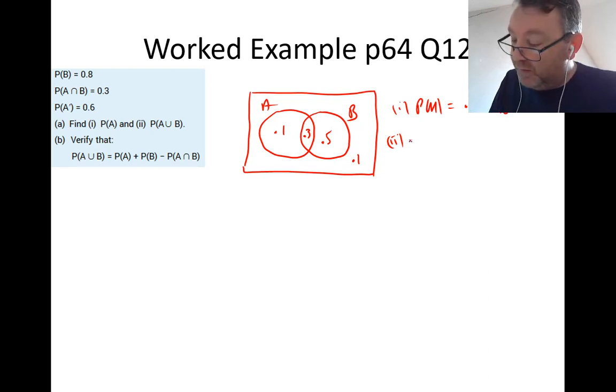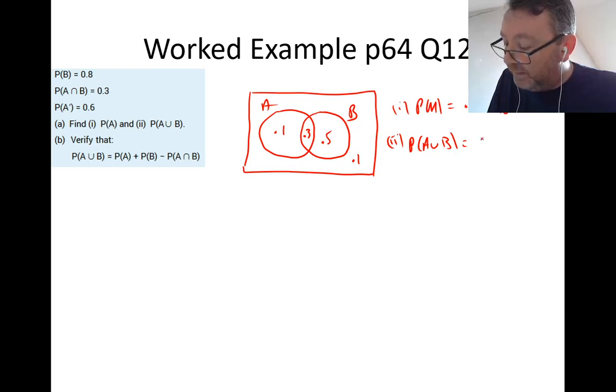So part 2, find P of A union B. Well, A union B, what is it? A union B is everything inside this here. See that? Everything in there. So the probability of A union B is 0.1, 0.4, 0.9 over 1, which is 9 over 10.